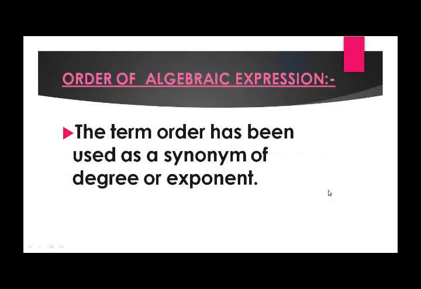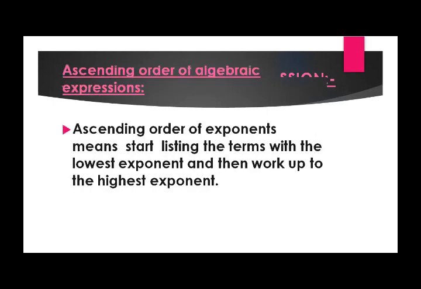Now we start from what is meant by the order. This is not new for you. You have learned in previous classes. We just recall our memories. According to the definition, the term order has been used as a synonym of degree of exponent. Degree or exponent means when we read an algebraic expression, we will see what exponents are given in the expression or polynomial, and then we will arrange according to that.